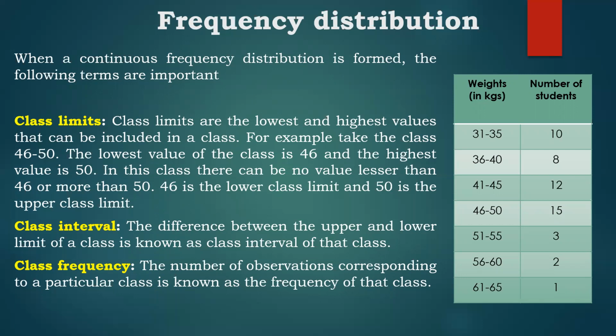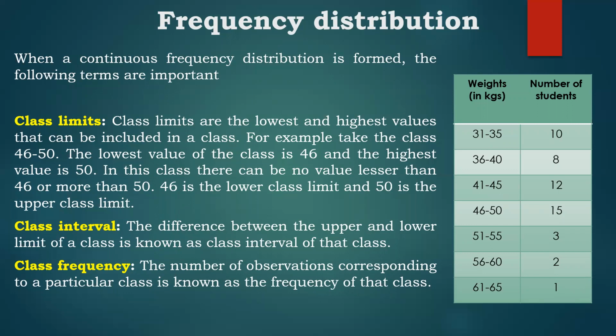I have given you here the example of weight in kilograms and number of students. The weight goes like 31 to 35, 36 to 40, 41 to 45, and the number of students are 10, 8, and 12, and so on. For example, take the class 46 to 50. The lowest value of the class is 46, and the highest value in that class is 50.